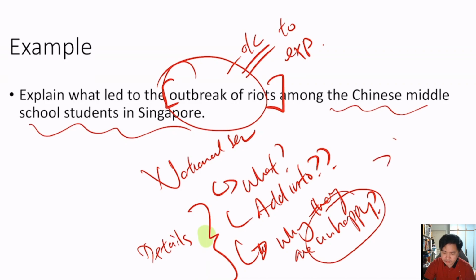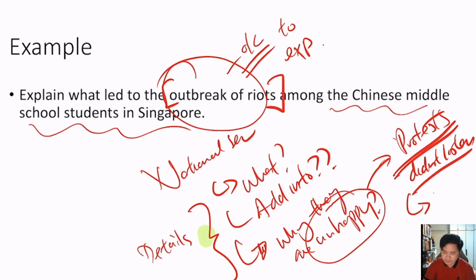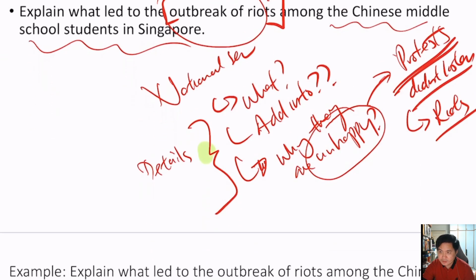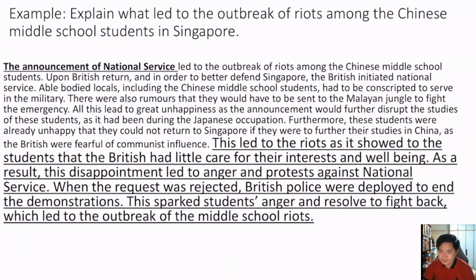So the riots start from a protest first, right? They protested first, and then the British didn't listen, and so they got angry, and then from the protest it became a riot. All right. So I'm explaining how everything led to the eventual outcome of riots. So let's look at the answer.